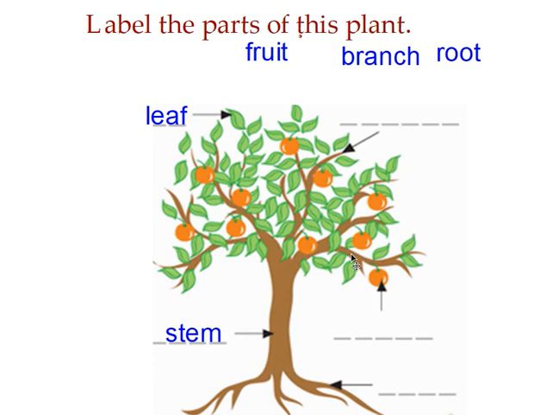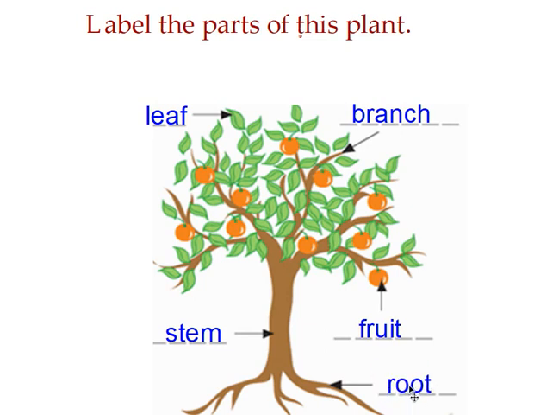The fruit, yes, this is a different plant. Of course, it's an orange plant. So the fruit, the oranges, that's the fruit of the plant. You can also see it over here. Now, the branch. You can see the branch too. Here is also the branch. And finally, the roots down there.